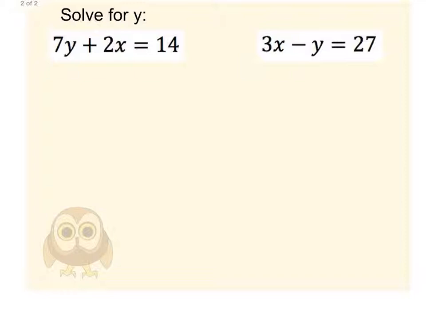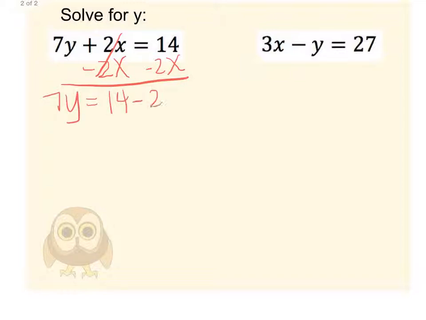So if I want to solve for y in the one on the left, I need to get rid of the x first. Since it's a positive 2x, I'm going to subtract 2x from both sides. That leaves me with 7y is equal to 14 minus 2x. And now my 7 and my y are multiplying together, so I have to divide by 7 on both sides.